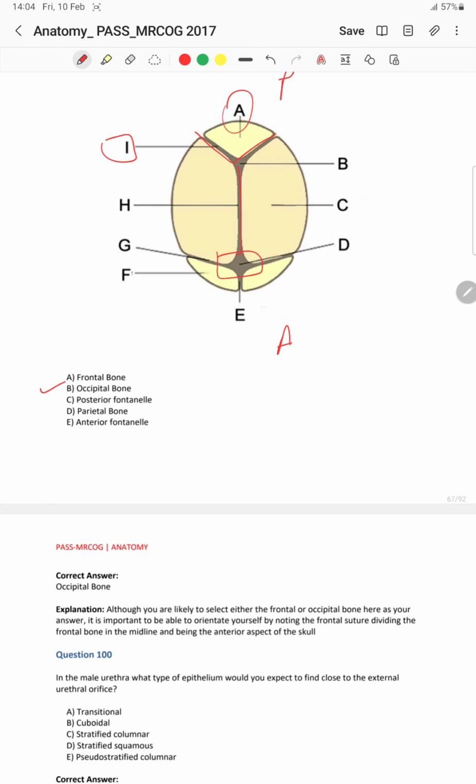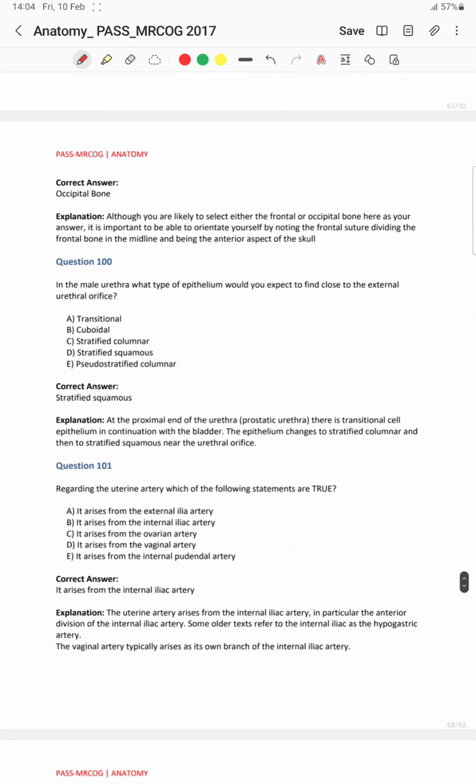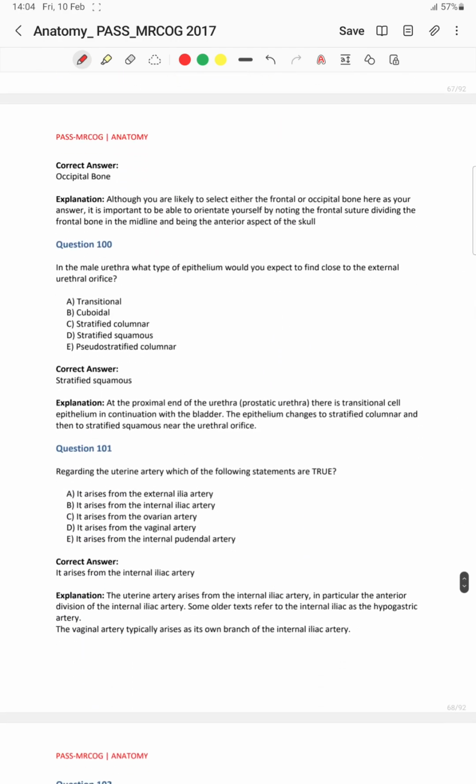Let's move towards the next question, question number 100. In the male urethra, what type of epithelium would you expect to find close to the external urethral orifice? We have discussed that transitional epithelium is in the proximal part of the urethra, and stratified squamous epithelium is present in the rest of the urethra. At the proximal end, in the prostatic urethra, there is transitional epithelium, which is a continuation of the bladder and the ureter.